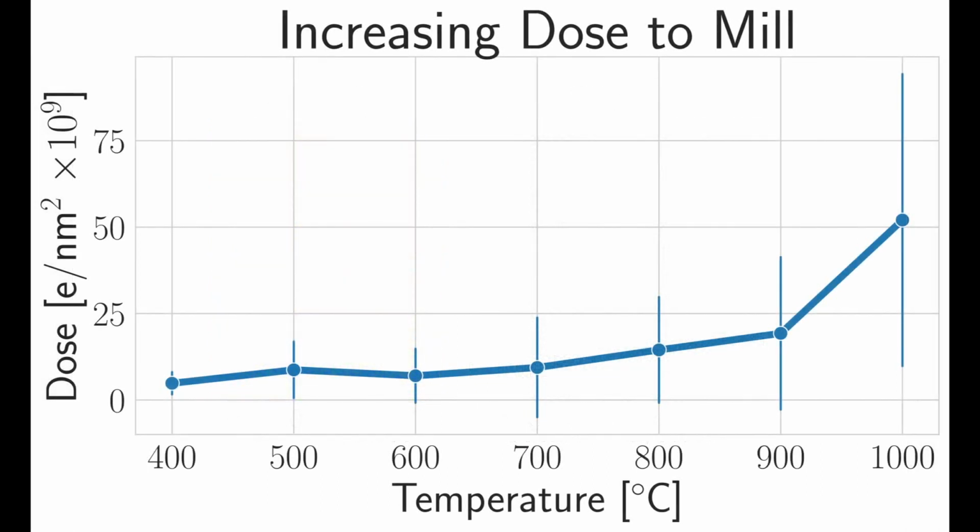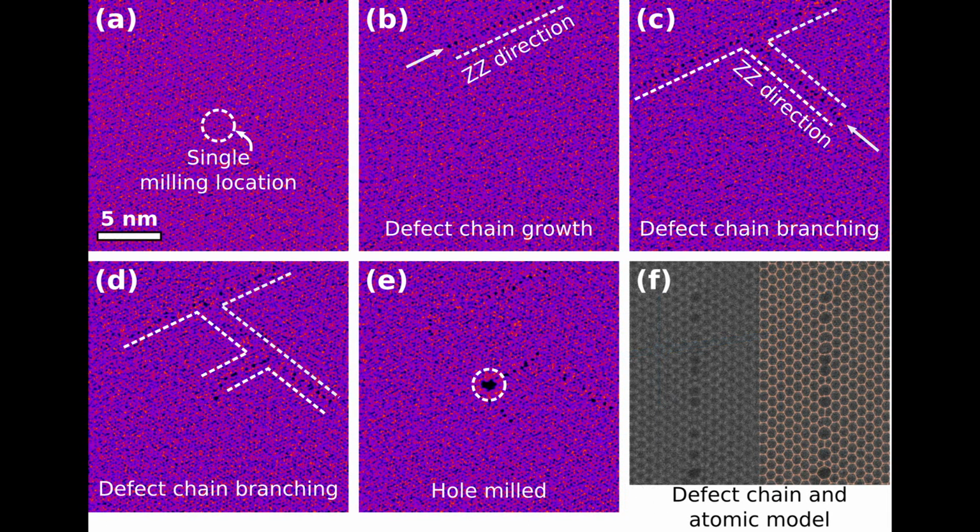What we expected, and what theory suggests, is that an increase in temperature should assist atomic ejection, and is the opposite of what we observe. To understand what is happening, we performed another experiment where we milled a hole at the center of the field of view and took sequential images of the surrounding graphene during the milling process. What we observe is that a chain of defects grows into the frame, branching toward the milling location. Only when this defect chain reaches the milling location do we form a hole.